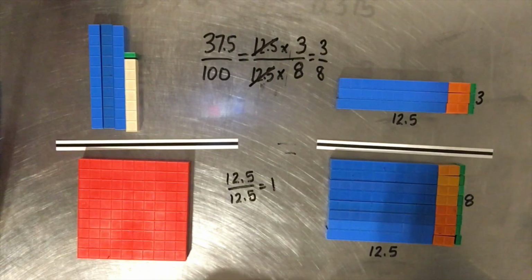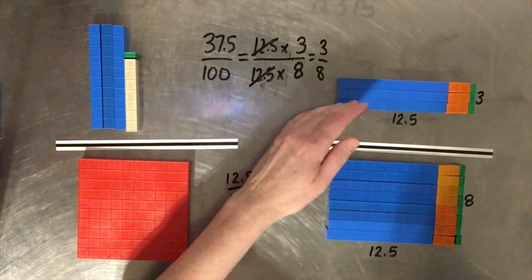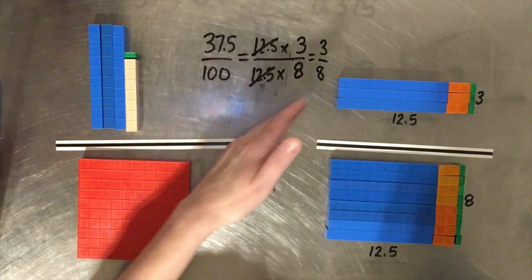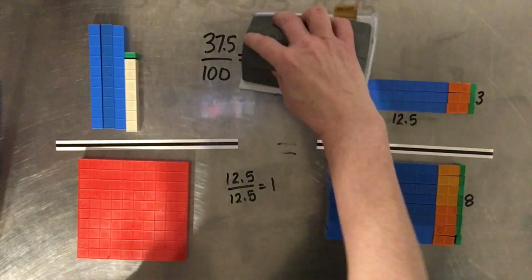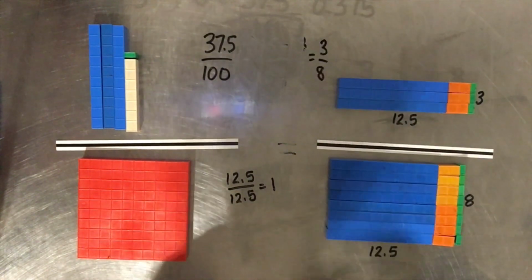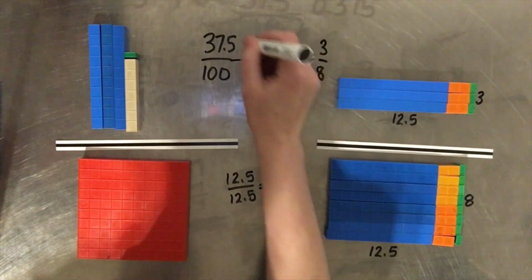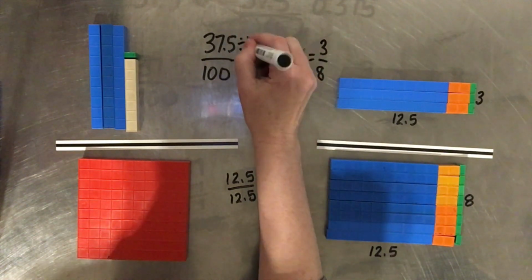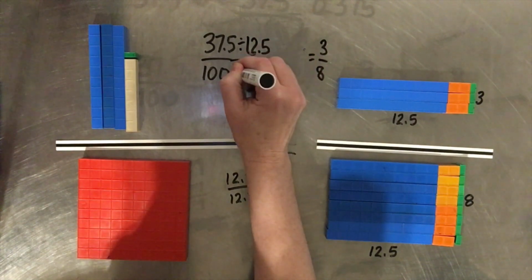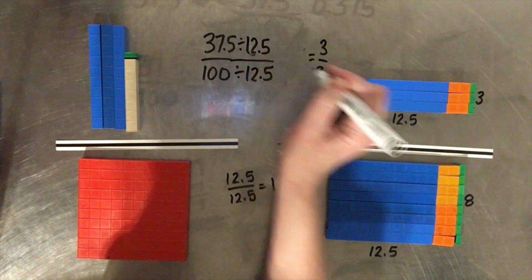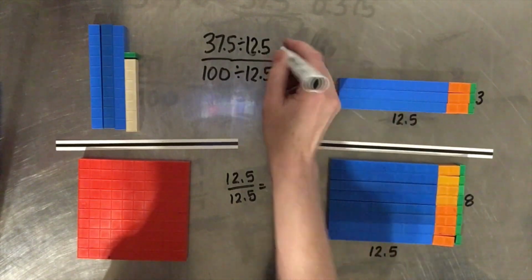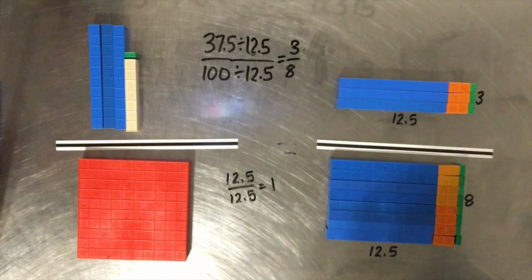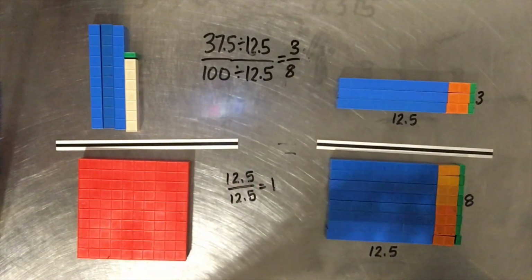I mean, you could do it differently and do division. You could say 37.5 divided by 12.5, and 100 divided by 12.5, and that's 8. So if you wanted to write it slightly differently, it could look like this: divided by 12.5 on the top and bottom, and you end up with 3/8. So that is how you come up with 3/8 from that.